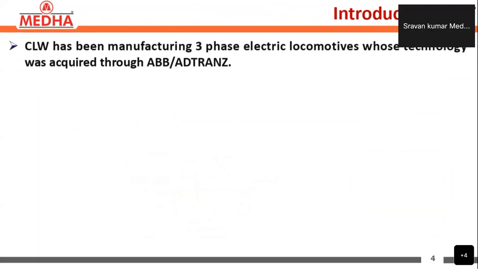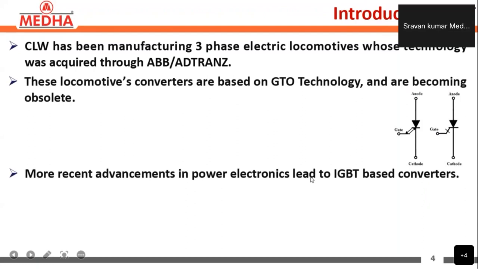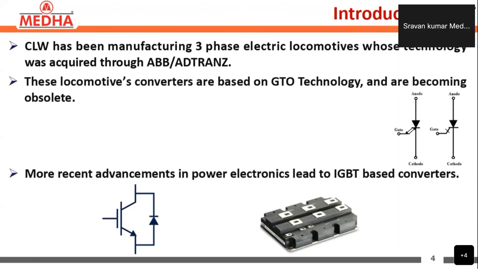Next, as we all know, the three-phase electric locomotives are manufactured in the CLW, that is the Chittaranjan Locomotive Works, which is in West Bengal. The technology of the three-phase locomotives, firstly, we acquired through ABB and Adtranz. These locomotive converters were at first GTO technology, gate turn-off technology, and are becoming obsolete. With more recent advancements in power electronics, the IGBT-based converters have been introduced. The advantages of the IGBTs have been recognized, and we are now using the IGBT-based converters.